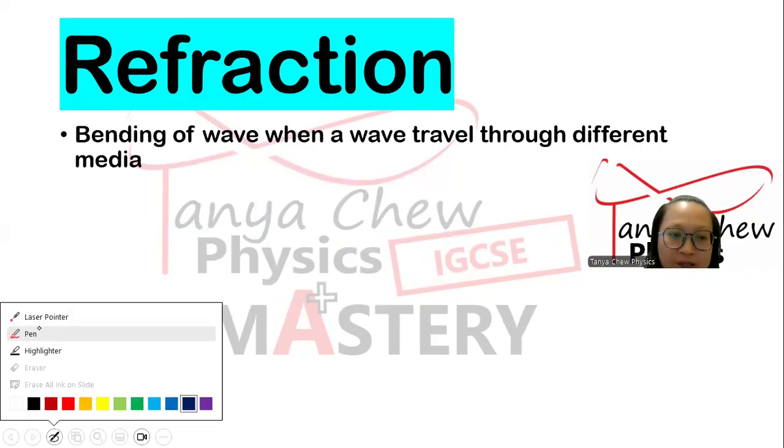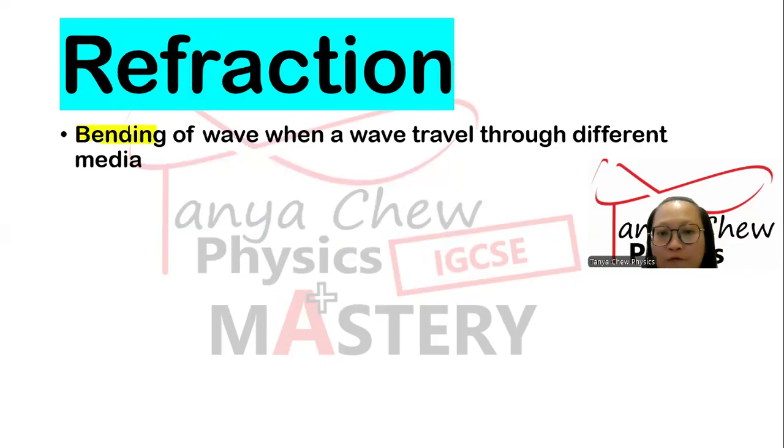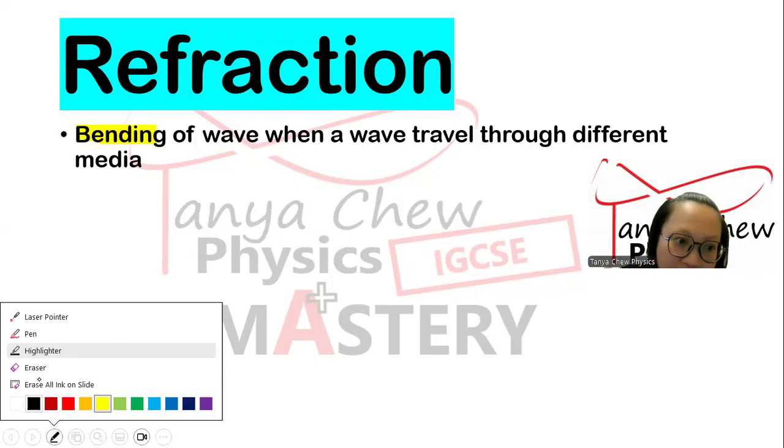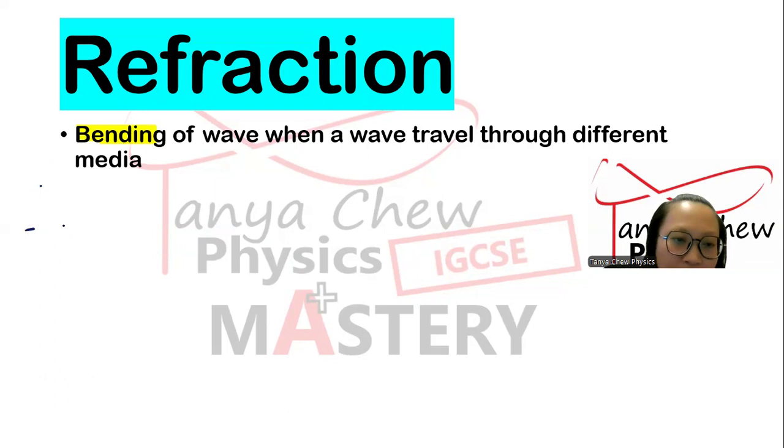Refraction. Okay, the keyword is bending of wave. When a wave travels through different media, maybe from air to glass, glass to air. Why does the wave bend? It is because the speed of wave is different due to the different densities of different media. So one thing that you should know, two things, right? You should memorize. One is this one.